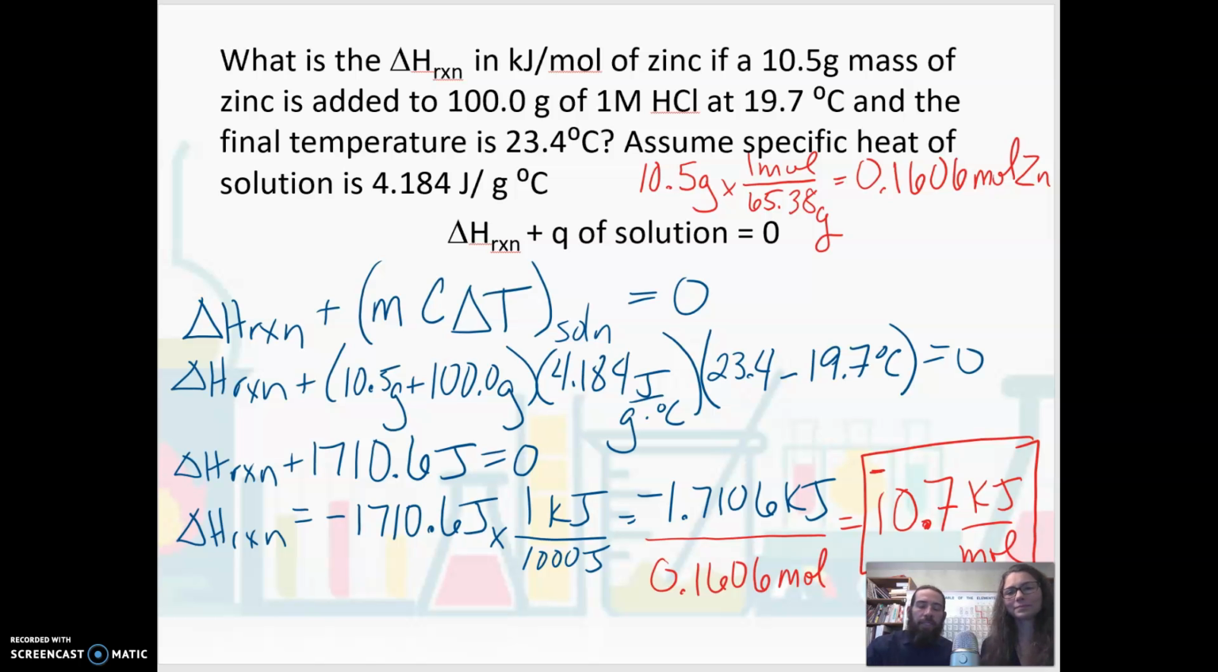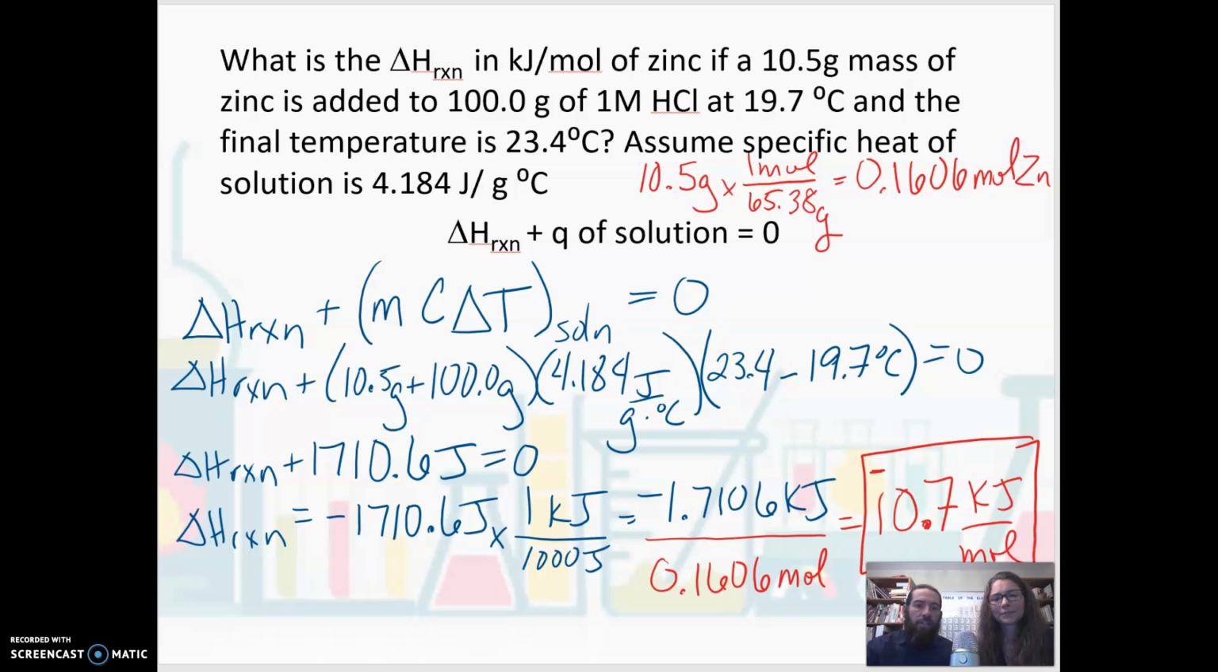Okay, so you can see up in the top right in the red, we took our mass of our zinc and got the molar mass from the periodic table. 1 mole is 65.38 grams. So we have 0.1606 moles of zinc. We left a couple extra significant figures in there because this isn't our final answer.